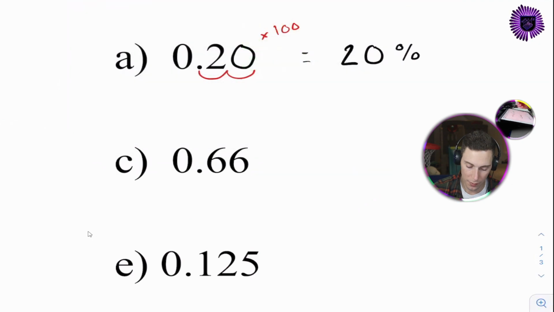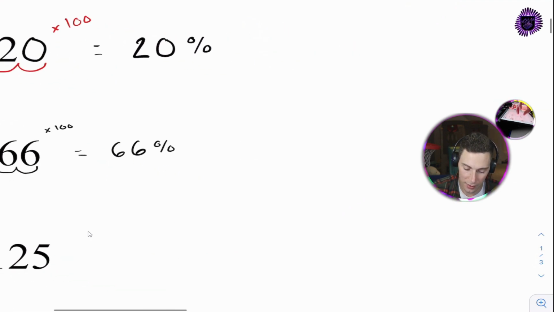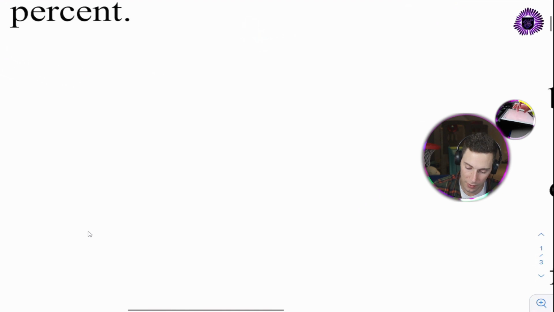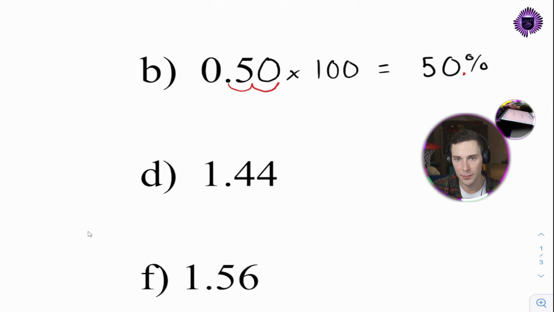So let's move a little bit quicker. Let's slide this decimal place over 2 spots. Remember, it's like we're multiplying by 100, and this is going to equal 66%. This is 66 hundredths. When you multiply by 100, it becomes 66%. 66% is 66 out of 100.